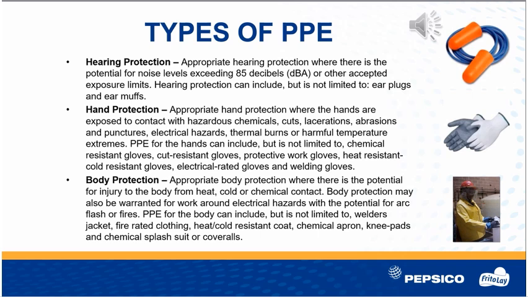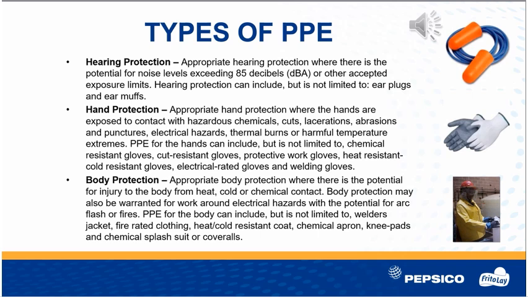Hand protection. Appropriate hand protection where the hands are exposed to contact with hazardous chemicals, cuts, lacerations, abrasions, and punctures, electrical hazards, thermal burns, or harmful temperature extremes. PPE for the hands can include, but is not limited to, chemical-resistant gloves, cut-resistant gloves, protective work gloves, heat-resistant and cold-resistant gloves, electrical-rated gloves, and welding gloves.